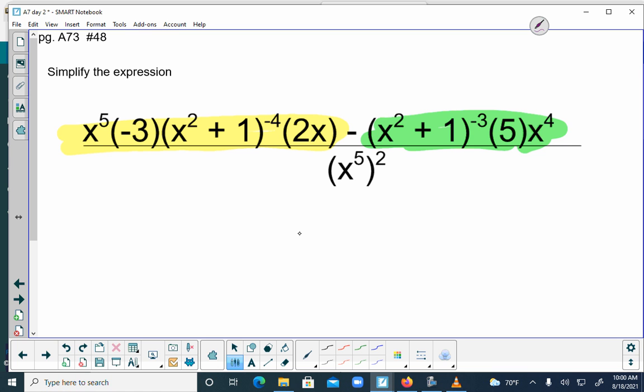So I can rewrite this as negative 6x to the 6th. See where I got that? I multiplied x to the 5th times x. That's how I got that x to the 6th. And I multiplied negative 3 times 2, and that's how I got that negative 6. Isn't that a lot easier to look at than everything that's above it?